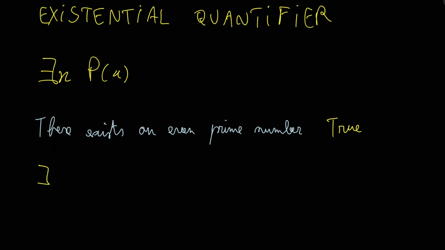So we can write there exists x in the set of natural numbers such that x is even and x is prime. By the way, we're talking about the number 2 here. So again, for an existential statement to be true, we only need one value that makes it true.